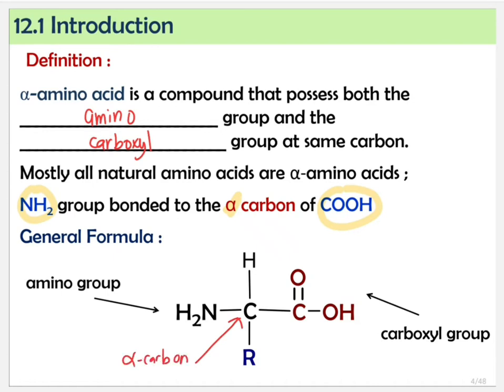At the same carbon ada NH2. Jadi, kalau kita ada amino group dan carboxyl group bonded to the same carbon, therefore this is alpha amino acid. Okay? Jadi, ini adalah general structure ataupun general formula untuk alpha amino acid. Okay, kita ada R, side chain kat sini, dia akan berubah-ubah mengikut amino acid.